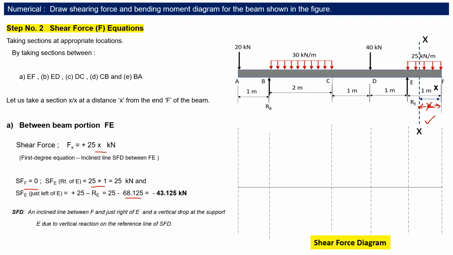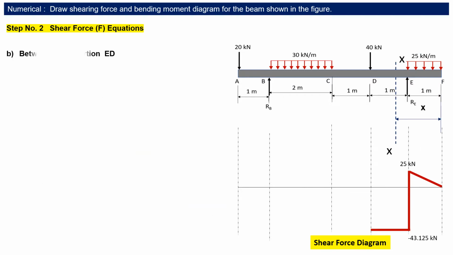But after that, when you take the value just left of E, somewhere here, you find a vertical load acting, that reaction is acting. Whenever there is any vertical point load, that is a concentrated load, there will be either a vertical rise or a vertical fall in the shear force value. So here we can see that the shear force just right of E was 25 positive, and after that, due to the reaction, it dropped to a negative value, minus 43.125, which we can draw like this. Here this will be the reference line. So 0 to 25 positive, then minus 43.125 kilonewton negative.